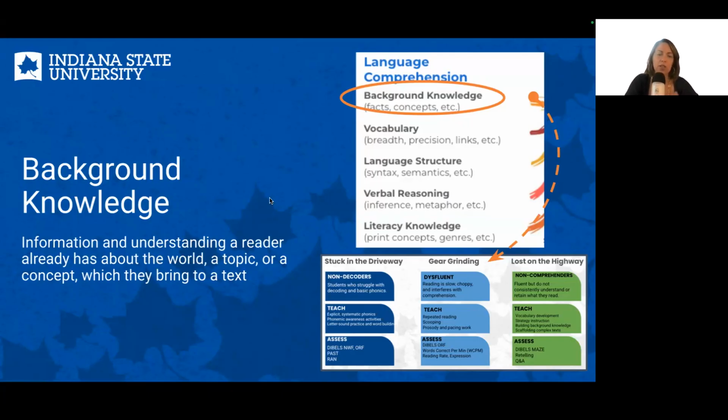Background knowledge is the information and understanding a reader already has about the world, a topic, or a concept, which they bring to the text. Kind of like that Slumdog Millionaire approach. Here are all the things that I know that help me answer the questions of comprehension in this text. So background knowledge is one of our key ingredients or threads in Scarborough's reading rope. And if you're in the high school methods course, we're going to have more about background knowledge later when it is tied to comprehension, tied to non-comprehenders. Right now, we're really looking at background knowledge and how it supports dysfluent readers.